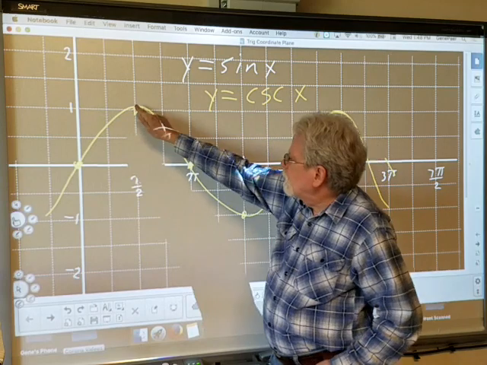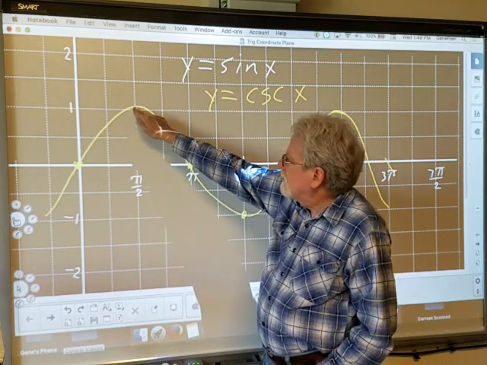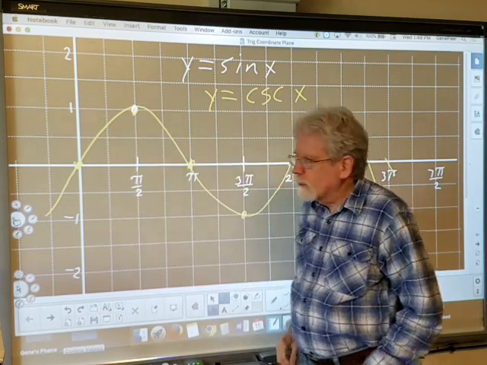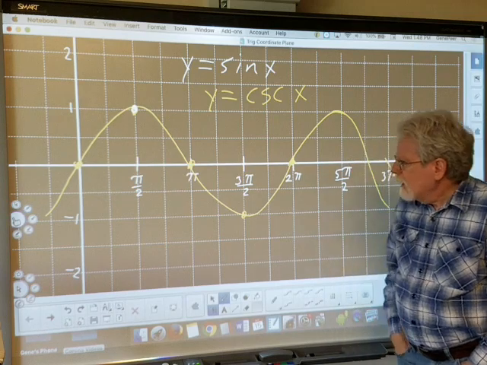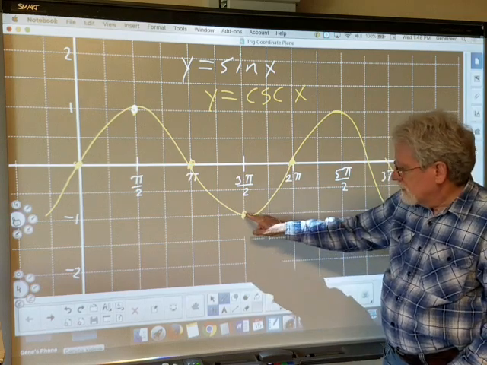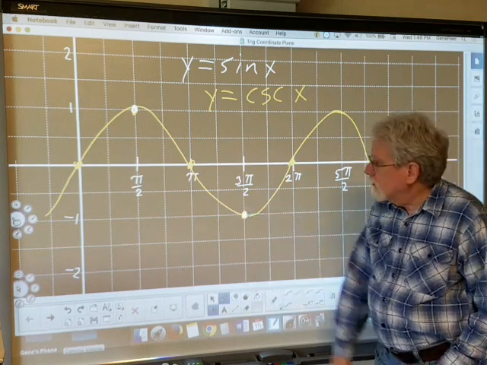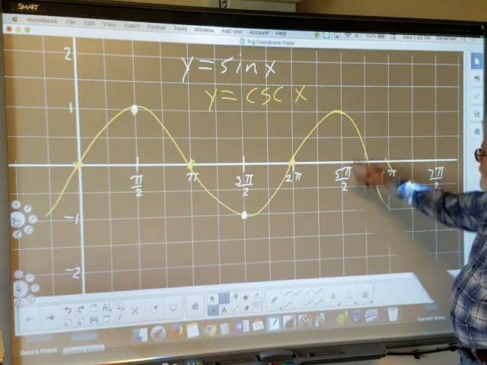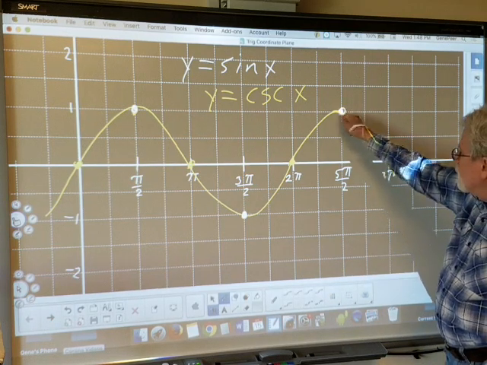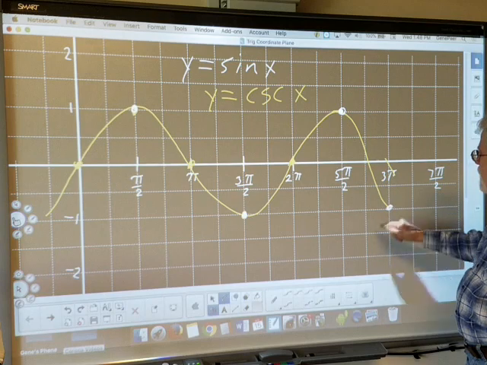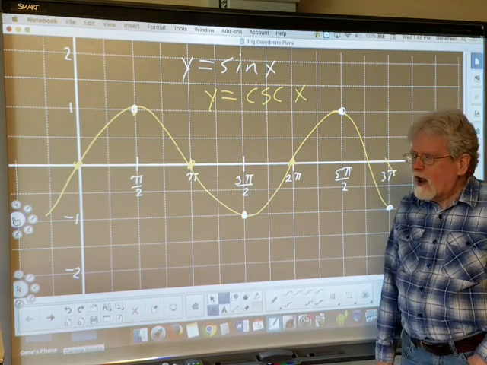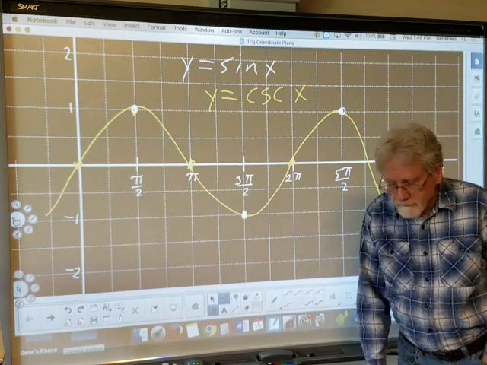How about the reciprocal of 1? That's easy. The reciprocal of 1 is 1. So it still goes through that point. Hey, what's the reciprocal of -1? -1. It goes through that point. What's the reciprocal of +1? 1. It goes through that point. And through that point. And you might be saying, wait a minute, it's going to look just like sine. No, it's not.